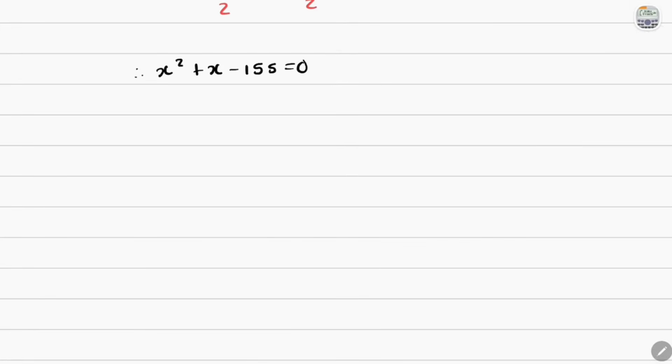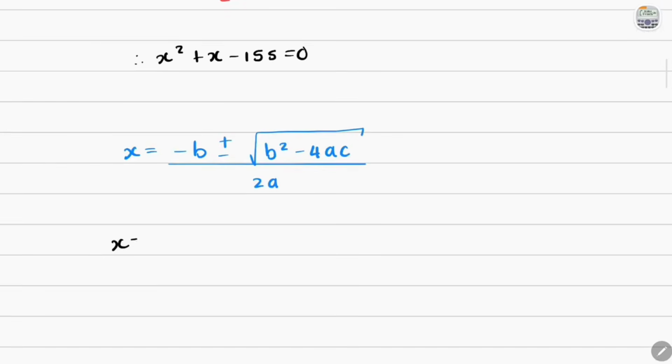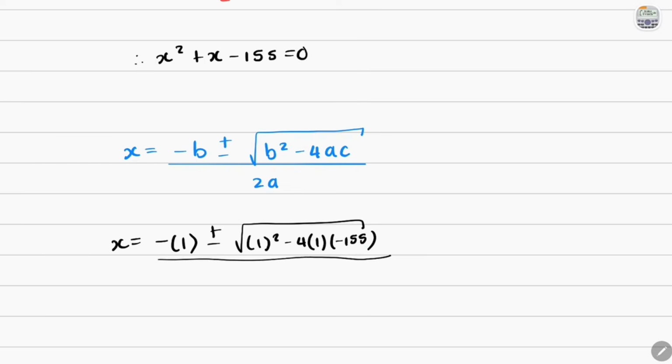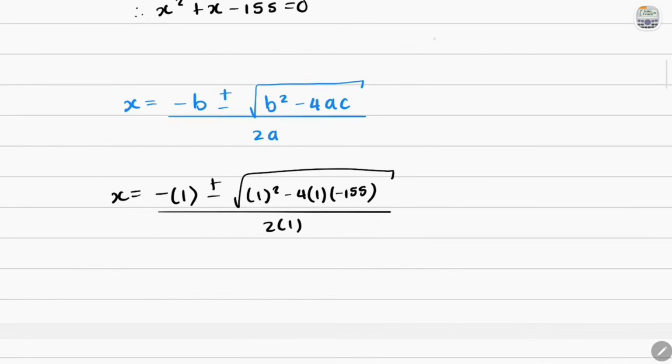So here's the quadratic formula. Okay, so x is equal to, and we have negative b, and b is 1. So negative 1 plus or minus the square root of 1 all squared minus 4 multiplied by a, which is 1, and c is negative 155, all over 2a. So 2 times 1. Okay, so let's go ahead and put that on the calculator and see what we get.